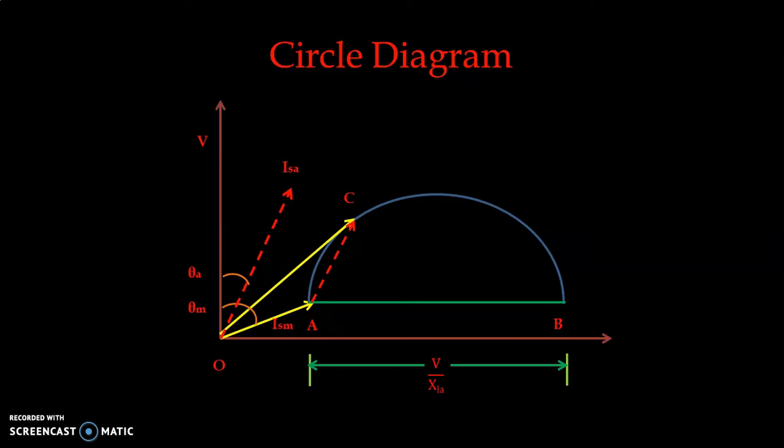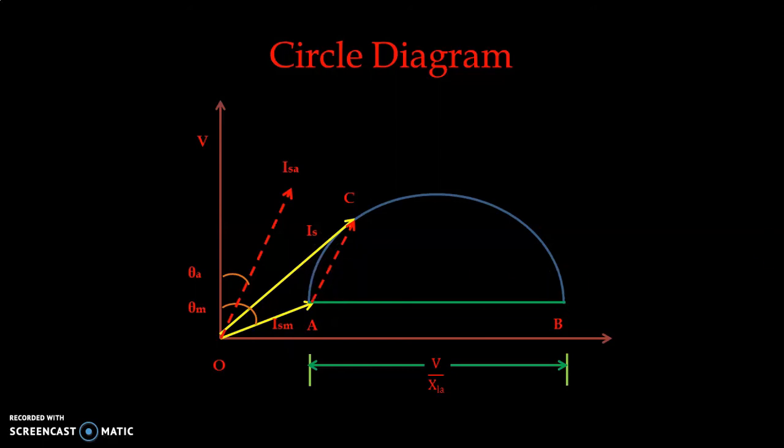So we have the total starting current, known as IS, and that is the phasor sum of OA and AC. Here we can see that OA is the starting current of the main winding, and AC is the starting current of the auxiliary winding, and the total starting current IS is the phasor sum of the starting current of the main winding and the starting current of the auxiliary winding.